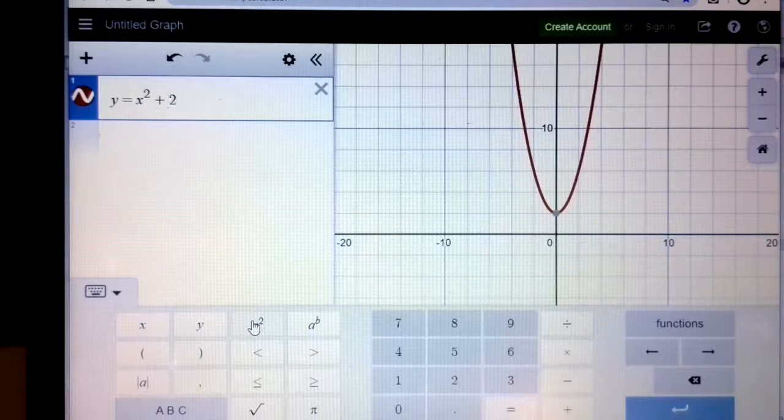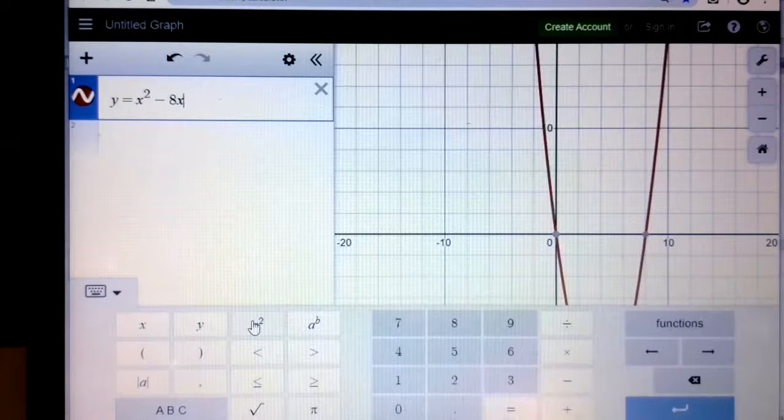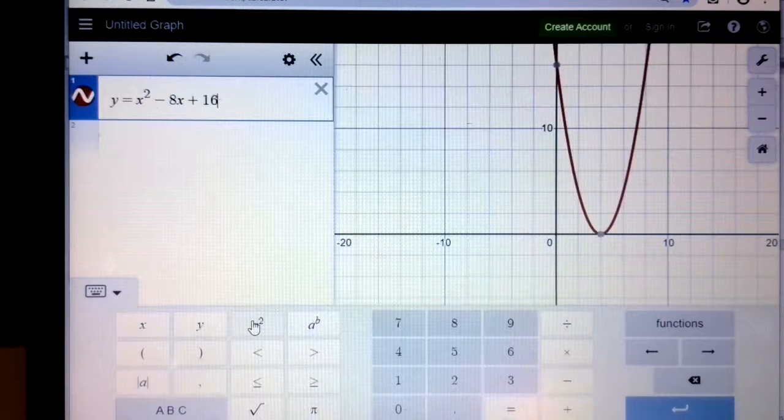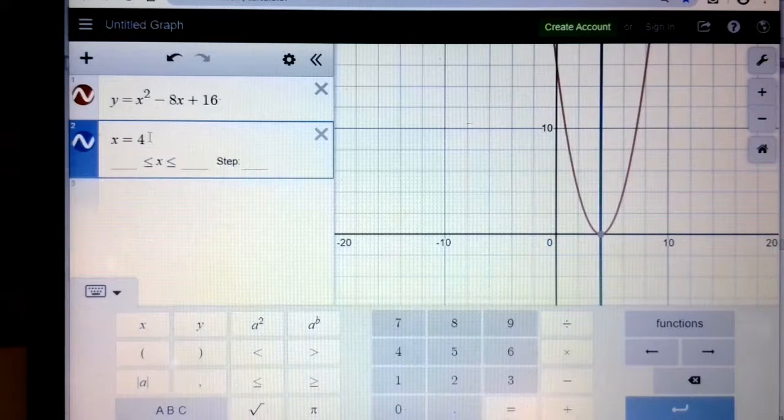The interesting part of the graph comes from when we start moving equations all around our x and y axis. So by having a minus 8x plus 16, notice that this graph has been shifted over to the right. So my vertex, my very bottom point, is now at 4, 0. So when I go to write the equation of my line of symmetry, it's going to be x is equal to 4, because that's where that equation goes.